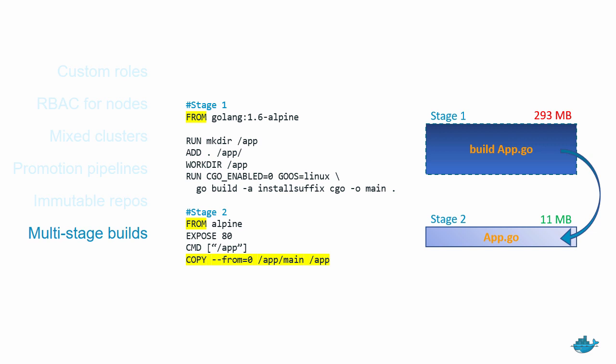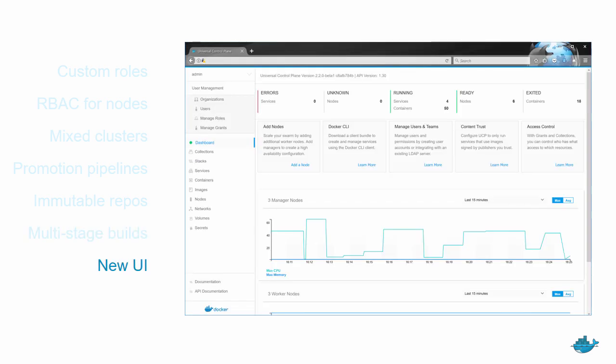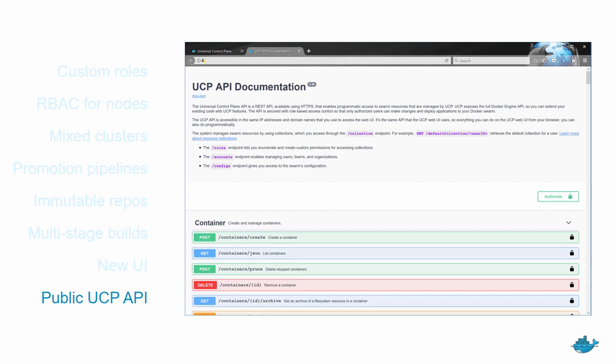Well, I think capping it all off is the new streamlined UI. It's faster, smoother, and generally slicker all around. And there is now a public API for UCP features. So yeah, plenty of great new tools to make our lives a lot easier.